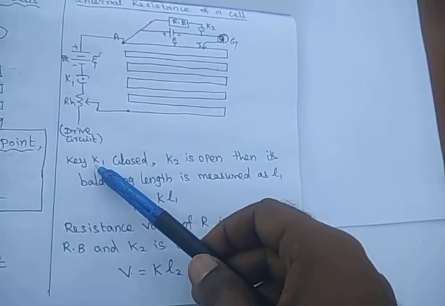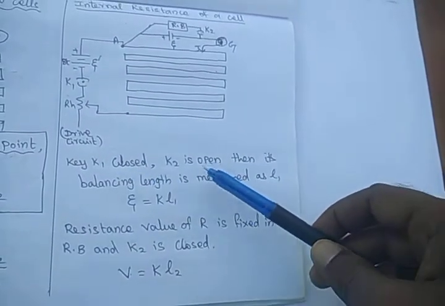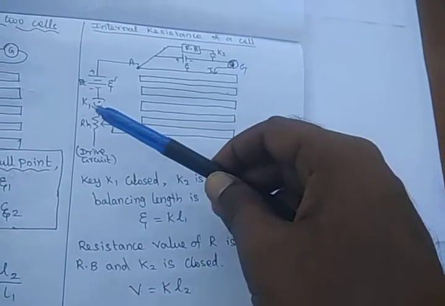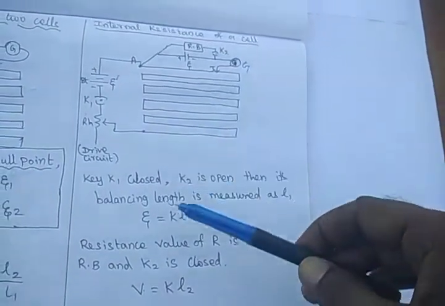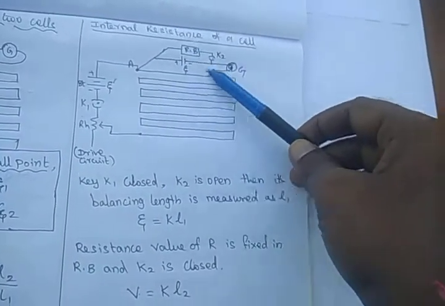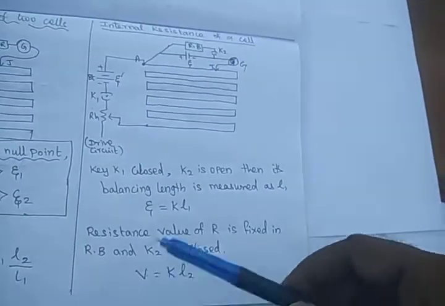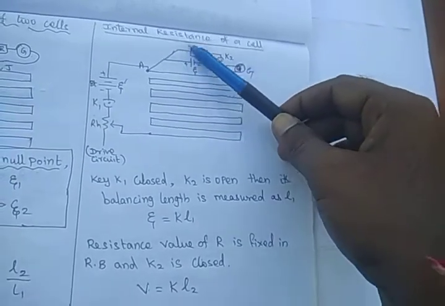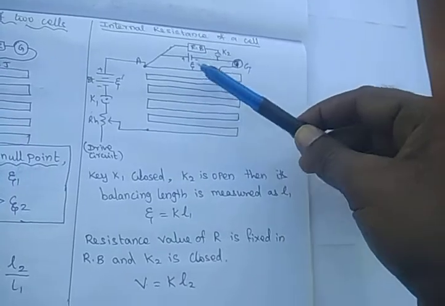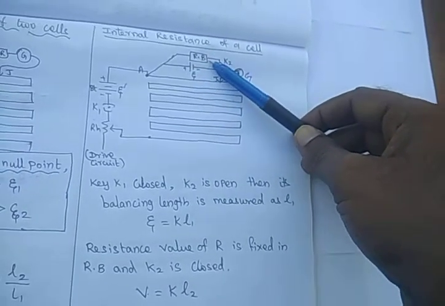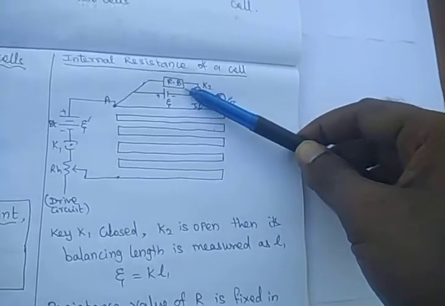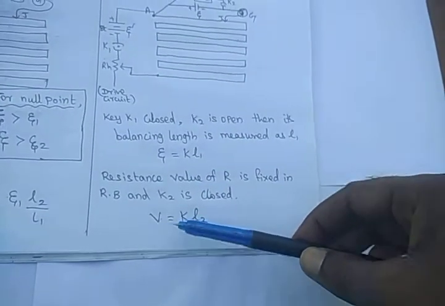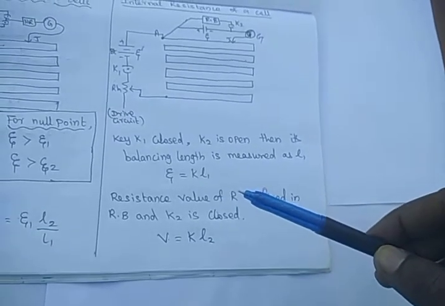So when key K1 is closed and key K2 is open, the balancing length is measured as L1. This is closed, this is open. So the balancing length of the cell E is L1. Then key K2 is closed. Then the resistance box is included in the circuit. The balancing length is proportional to the voltage across this resistance box. So voltage V is equal to KL2.